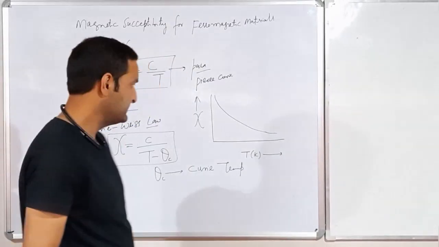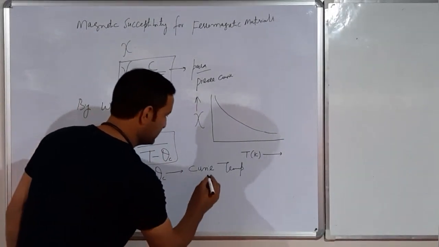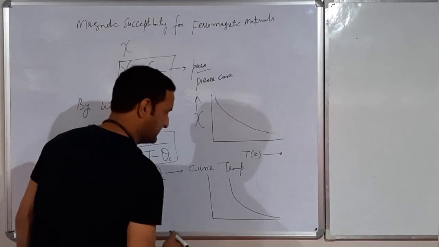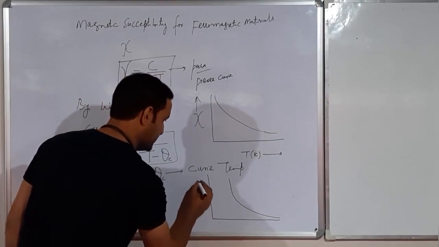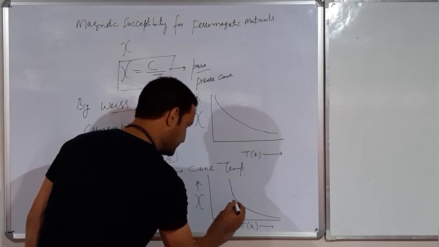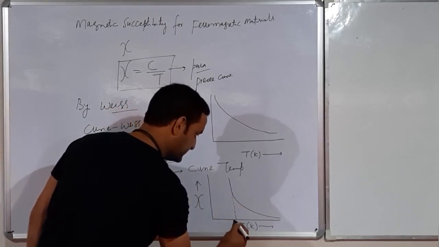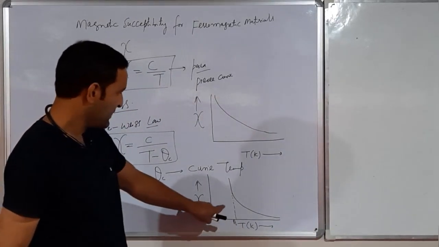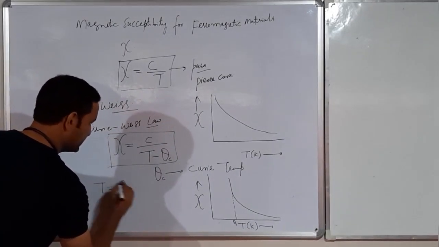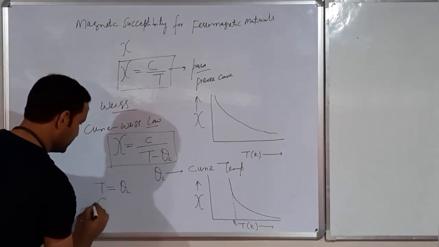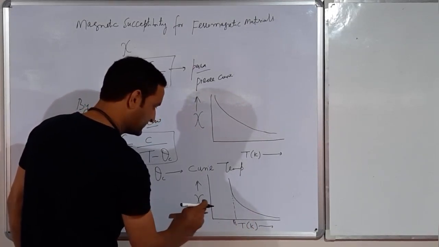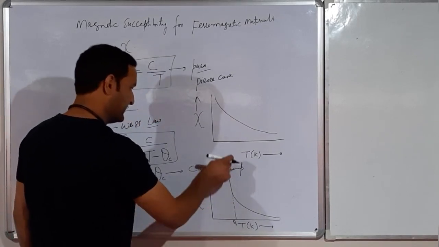So if we plot this law graphically, this law is like this. This is the graphical representation of this law. Here it is chi on the y-axis and temperature in Kelvin along the x-axis. If we decrease the temperature, there is a critical temperature, the Curie temperature, theta C. If T is equal to theta C, then chi will be infinite. That is, the magnetization produced within the material will be infinite.